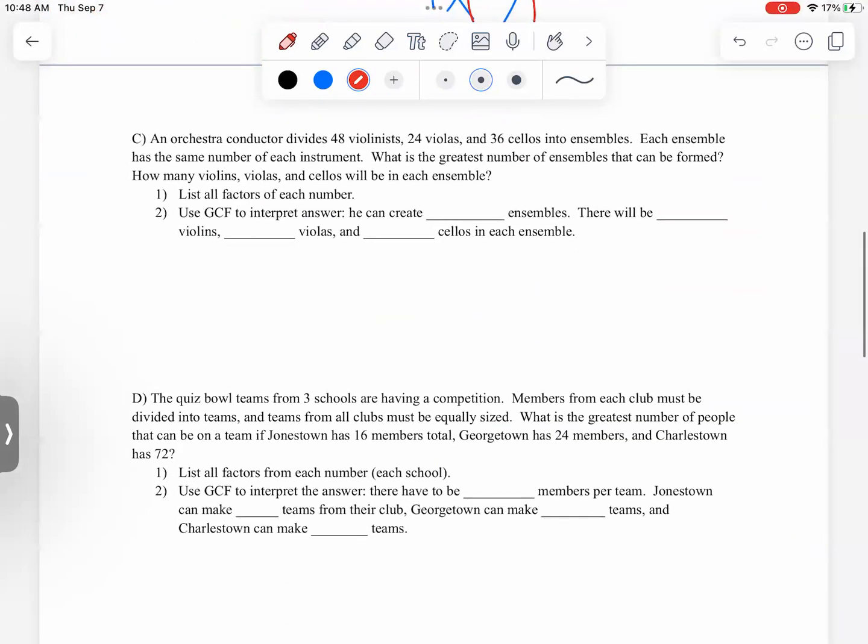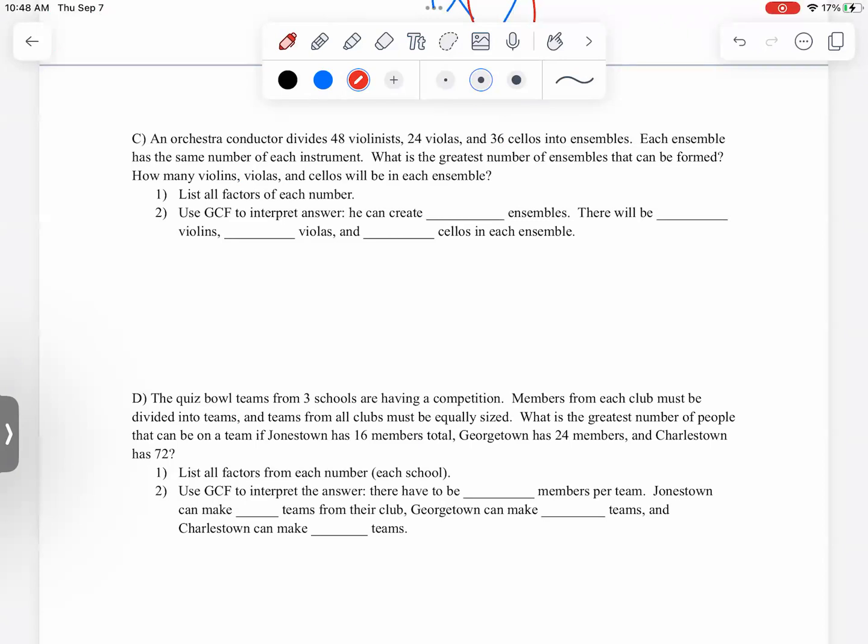All right, third one: an orchestra conductor divides 48 violinists, 24 violas, and 36 cellos into ensembles. Each has the same number of each instrument. What's the greatest number of ensembles that can be formed? How many violins, violas, and cellos will be in each ensemble?